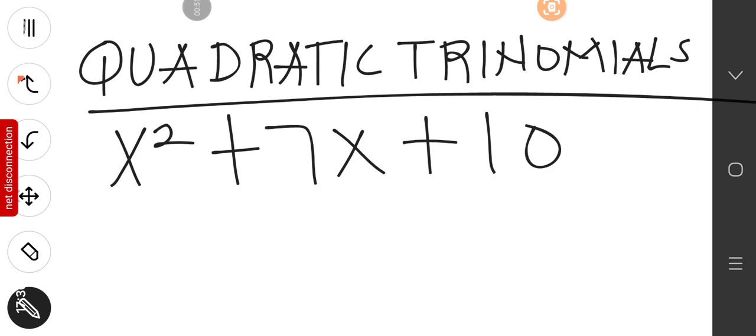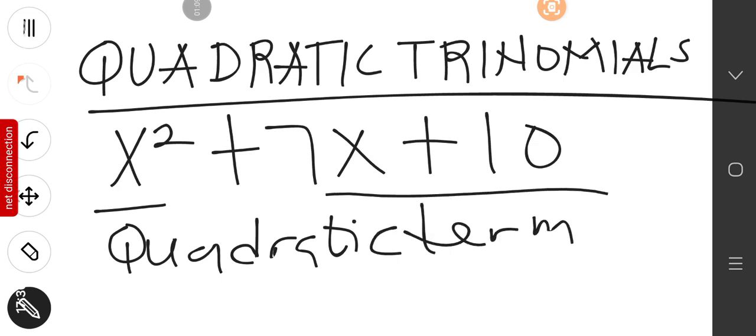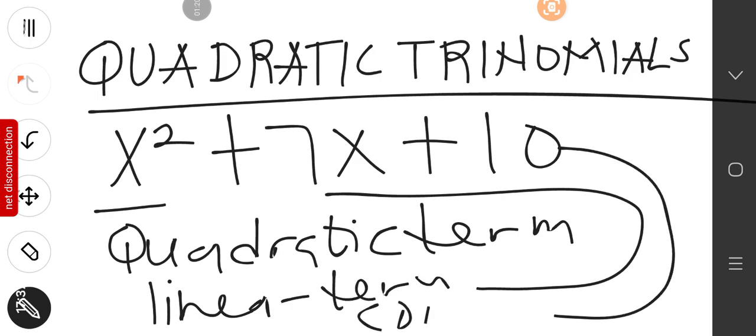Now let's look at the names of each term. This one is known as the quadratic term. This one is known as the linear term. And then 10 is known as the constant term. All right, now that we know the names for the terms, let's look at how we can solve it.